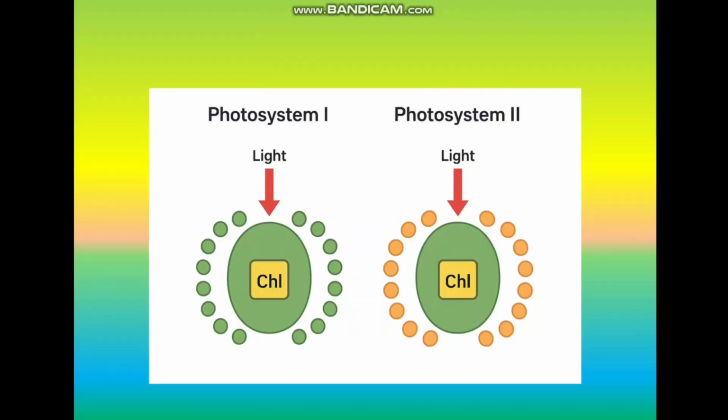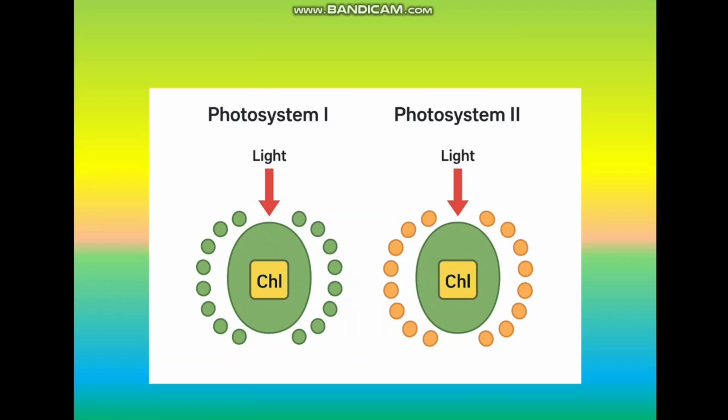A better representation of the same thing: Photosystem 1 is absorbing light, on the side there are accessory pigments, and in the center there is chlorophyll. In Photosystem 1 the chlorophyll is 700 nanometer, and in Photosystem 2 the chlorophyll is 680. So with this we have done all the topics for today's session.